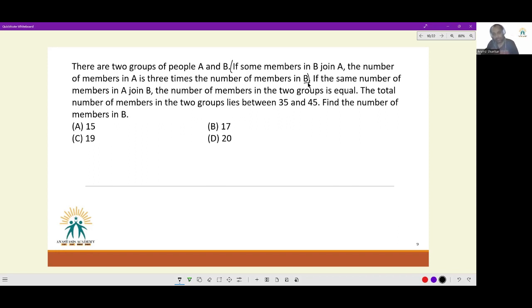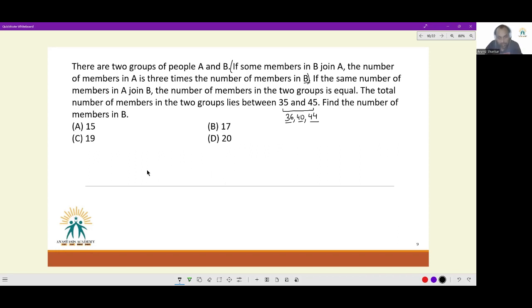And if it has to be a multiple of 4, the total number of members lies in this range. It can only be 36 or 40 or 44. Once you are able to narrow it down to these 3 as the only possibilities for the total count of people, we can happily go about doing our work.